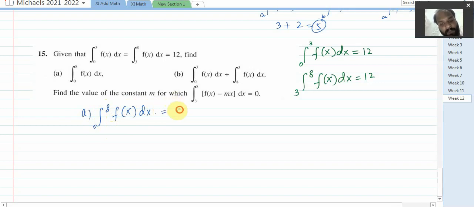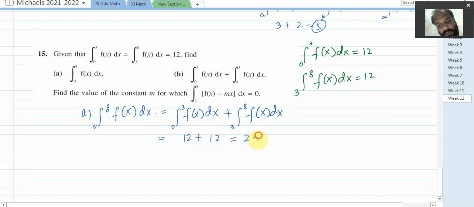What we need to do is split our path. So firstly it's from 0 to 3 f of x dx, and then we need to go from 3 to 8 f of x dx, right? So from 0 to 3 is 12, and it's again 12, so that is equal to 24. That is your first part answer. Alright, and no need to write down the solution, I will give you the time for it.